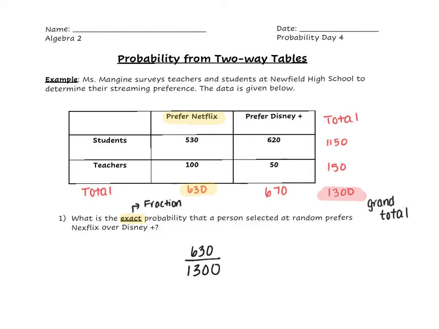So go ahead and pause the video, reduce the fraction in your calculator, and then hit resume when you're ready for the answer. Okay, so you should have gotten 63 over 130. That is your exact probability that a person selected at random prefers Netflix over Disney Plus.